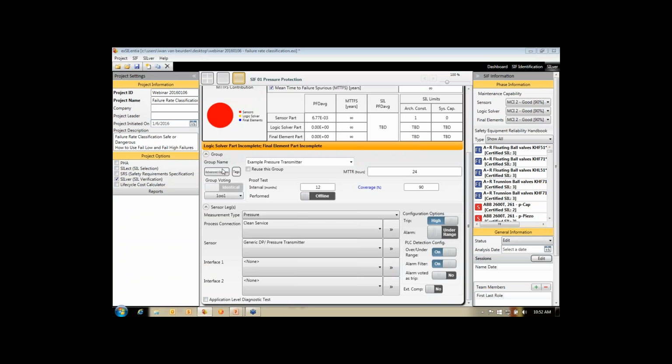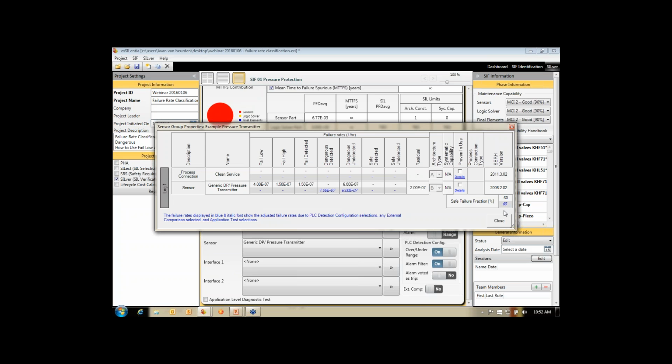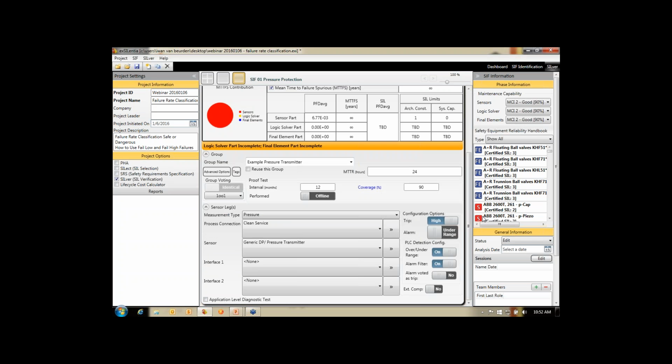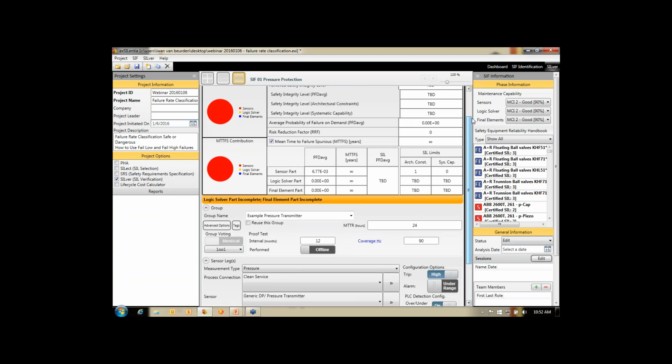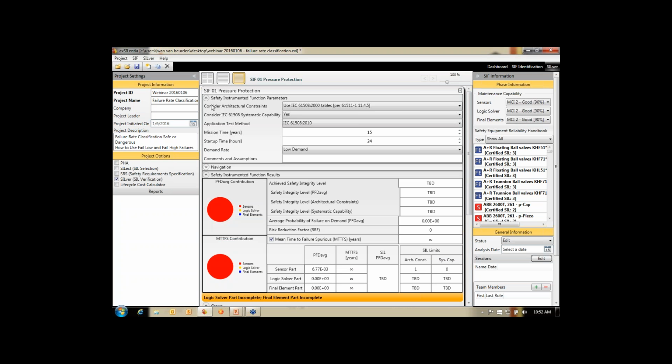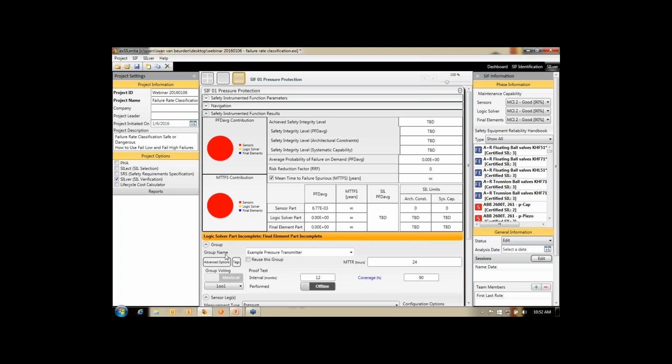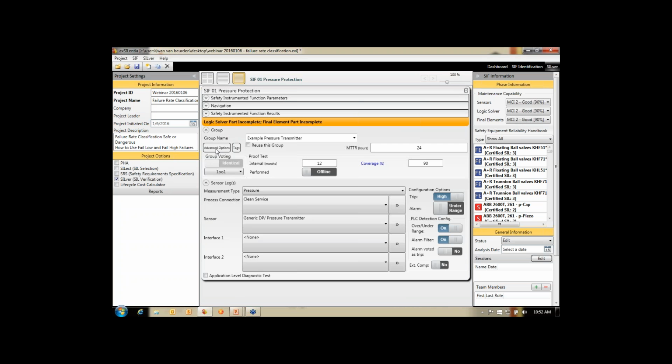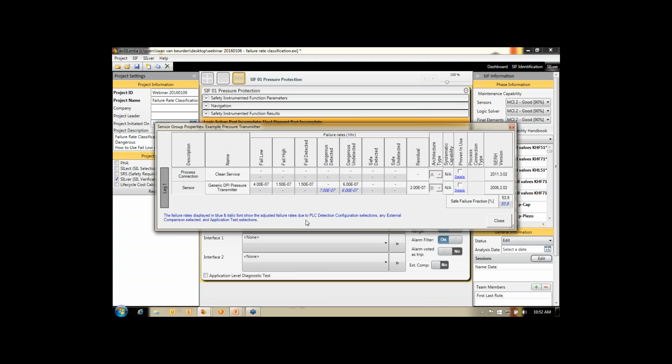We can see the safe failure fraction here is calculated at 60%. That's because these residual failures are included in the safe failure fraction calculation. If I change one of my parameters up here, consider architecture constraints to IEC 61508-2010, and we go back to the results, we see that the safe failure fraction drops to 53.9%.